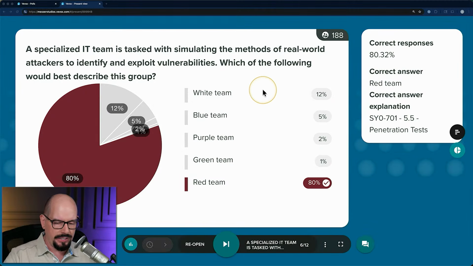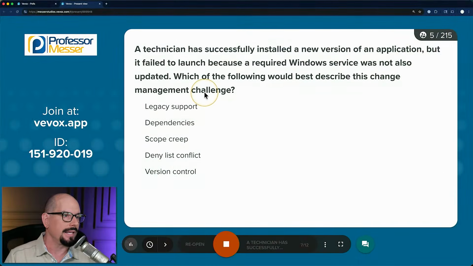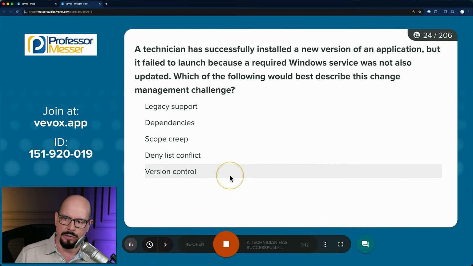This next question asks, a technician has successfully installed a new version of an application, but it failed to launch because a required Windows service was not also updated. Which of the following would best describe this change management challenge? Would that be legacy support, dependencies, scope creep, deny list conflict, or version control?